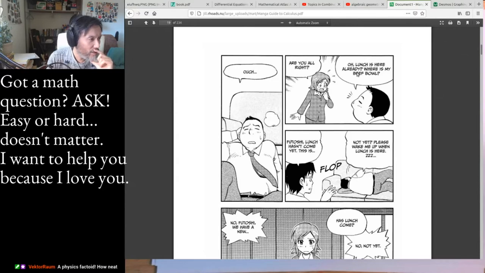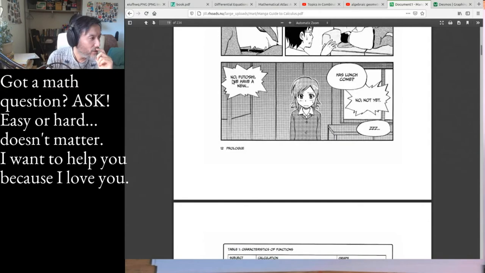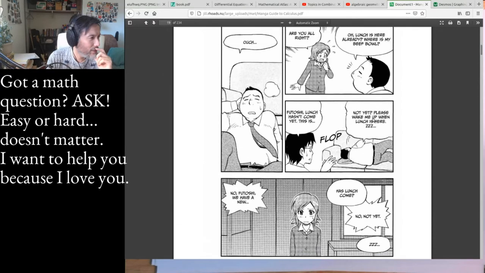Oh, lunch is here already. Where is my beef bowl? Pure, raw sexism. Futoshi, lunch hasn't come yet. Not yet. Maybe if this was a man, maybe he wouldn't be saying that. Who knows? Not yet. Please wake me up when their lunch is here. No, Futoshi, we have a new... Has lunch come? No, not yet. It's like they're repeating themselves.